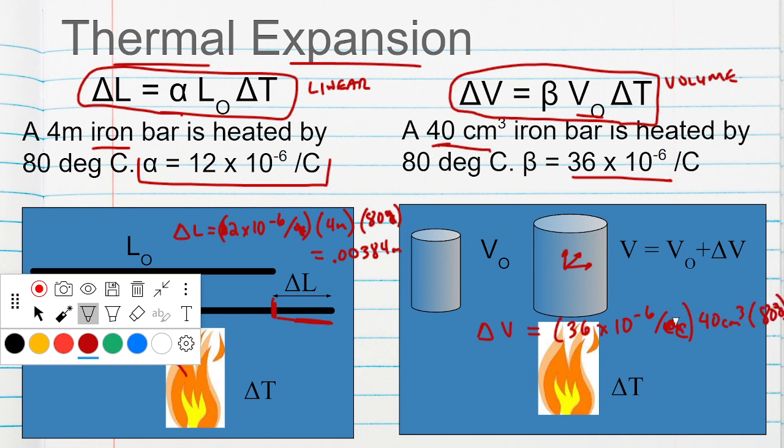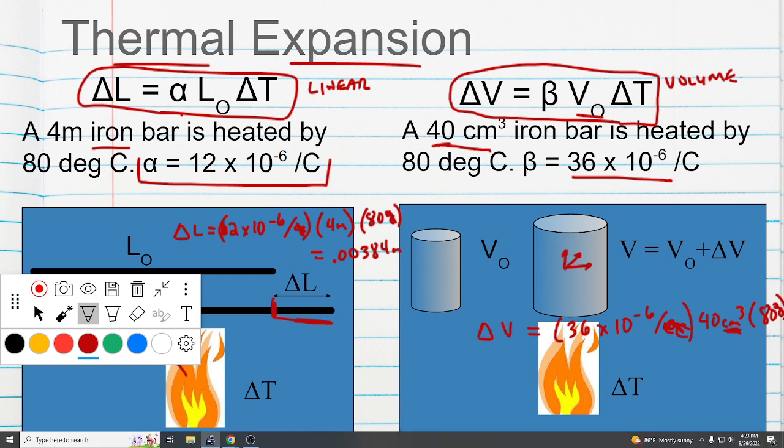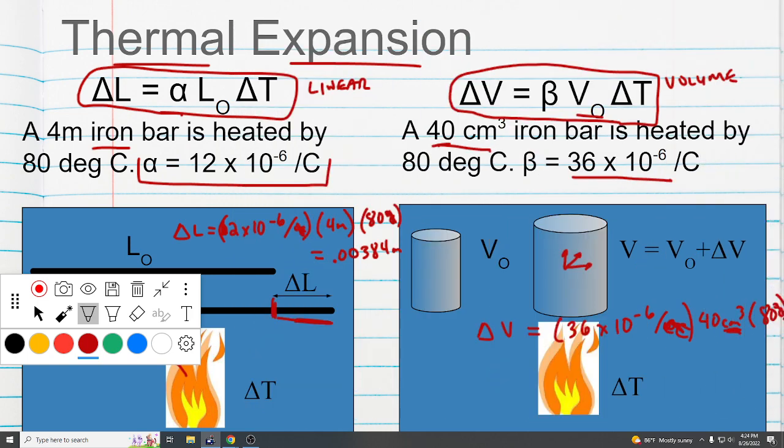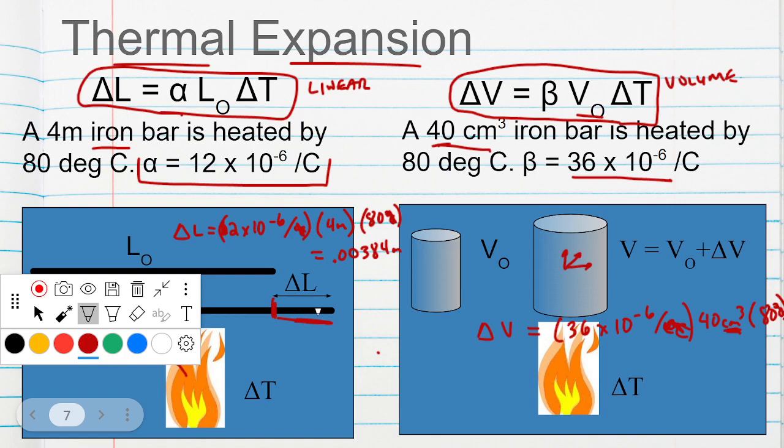Degrees Celsius are going to cancel. Nothing but those cubic centimeters there. You multiply those 3 numbers, and you've got the extra volume. That's not the total volume. It is how much bigger it is than what it started, if that makes sense. Okay? So those are kind of fun to do.